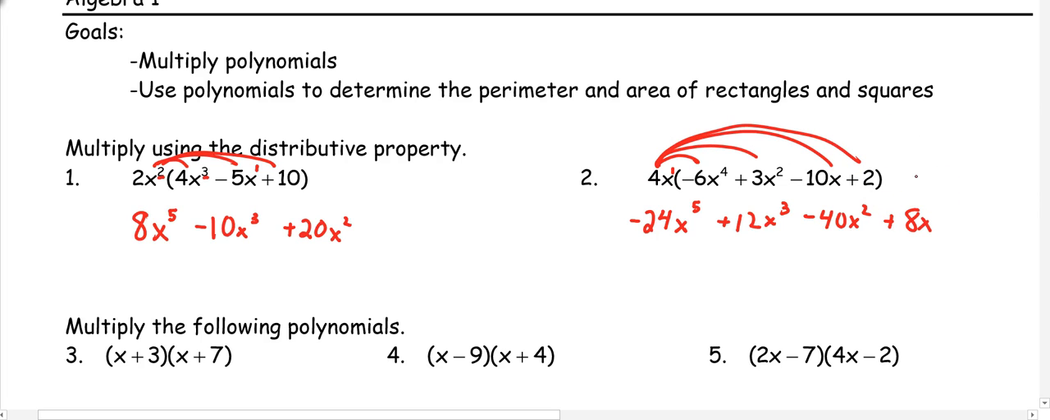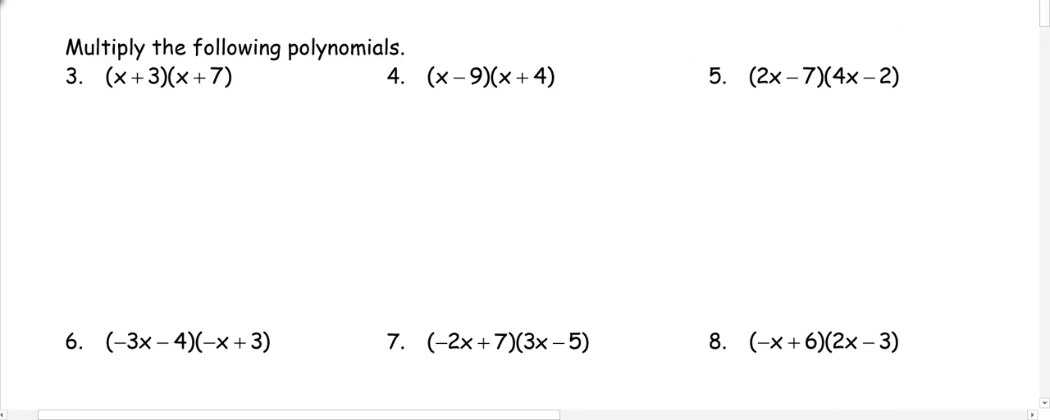So now we're going to multiply polynomials. So we're still using distributive property, but now we're doing it twice. So the first part of distributive property is we are going to multiply the x. So x times x and x times 7. Well, x times x, they both have an exponent of 1. That gets us x squared. X times 7 gets us 7x.